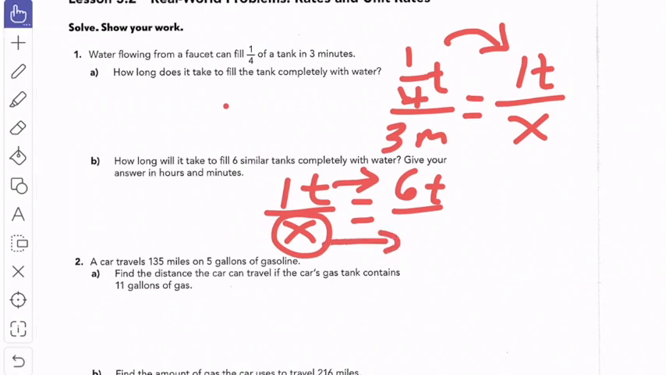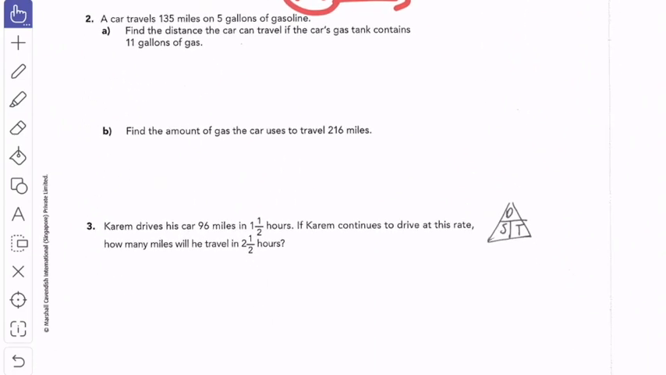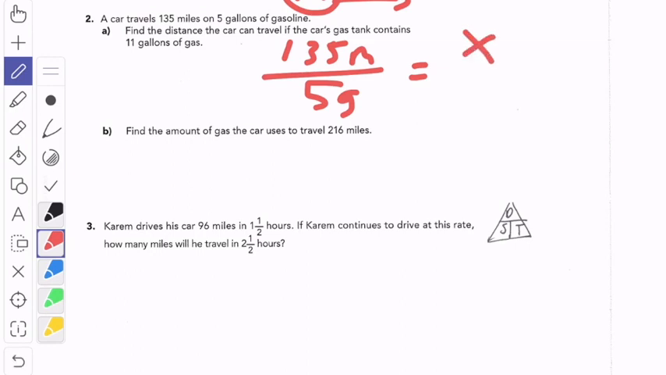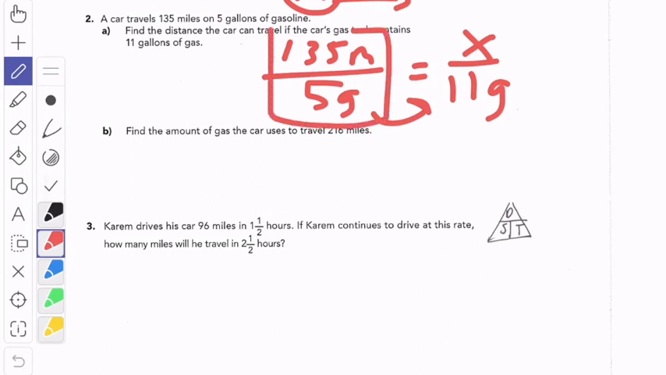Okay, next one. Let me just move it up. Okay, so we have a car that travels 135 miles on 5 gallons. What's the distance on 11 gallons? Okay, so we have 135 miles on 5 gallons, and that's going to equal how many miles, which I don't know, on 11 gallons. Okay, so we want to know how do we get there, but obviously it's kind of difficult to do. So we know that we need to simplify that. So if you simplify 135 over 5 gallons, you'll get your unit rate. Once you get your unit rate, then you can figure it out.